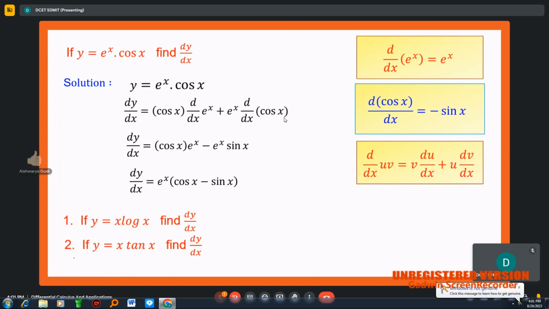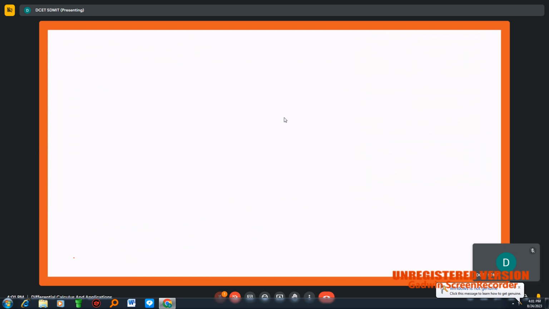Yes, okay. We will move to the next one. We are applying the quotient rule here. Why are we applying the quotient rule here? Because here one function is 1 minus sin x divided by 1 plus sin x. Both are functions in terms of the x variable. Now we have to apply the quotient rule.